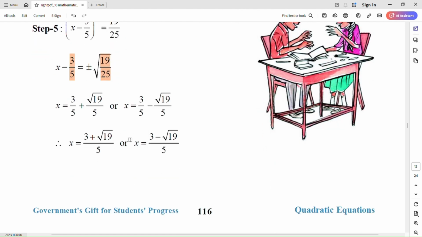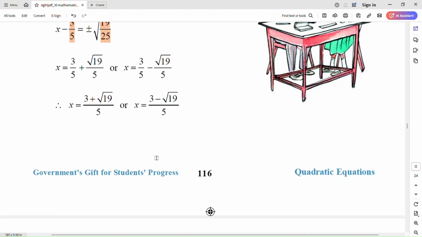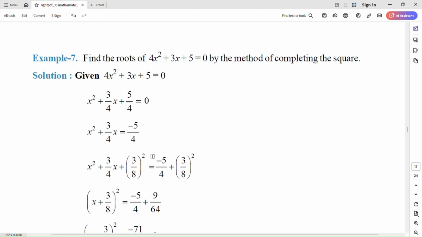Okay, then x is equal to either (3 plus square root of 19)/5 or (3 minus square root of 19)/5. Okay, let's take another example. Find the roots of 4x² + 3x + 5 by the method of completing the square. Here also we'll do the same thing.